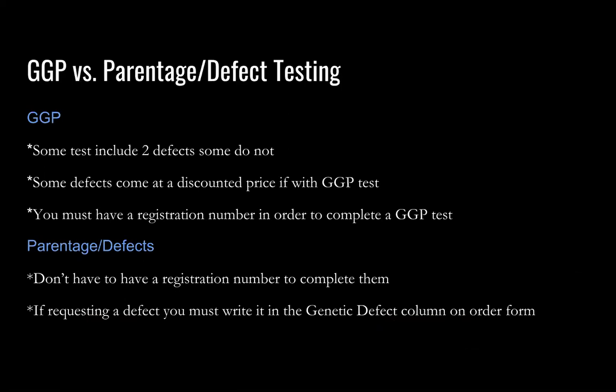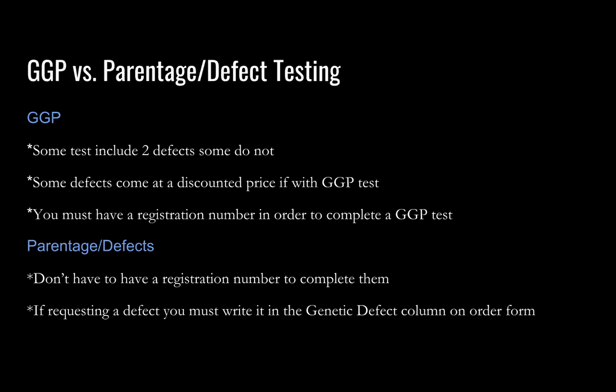Another couple differences with the GGP testing is that some of the tests include defects. So that's going to be our LD and our HD. They both include OS testing and MA. Our ULD is the only genomically enhanced test that we do not offer a defect with. Granted, you can add them on if you would like to. Also, when you submit for a GGP test, some of the defects that we have come at a discounted price. A good example of that is our NH test. The standalone amount is $20. If you add it onto your GGP, it's $10.